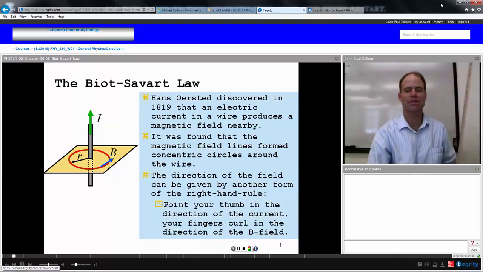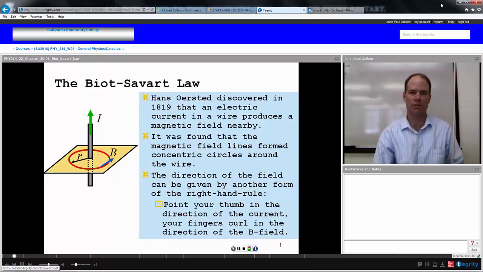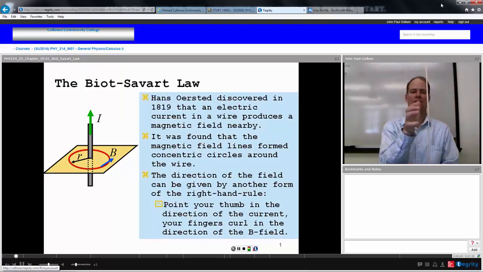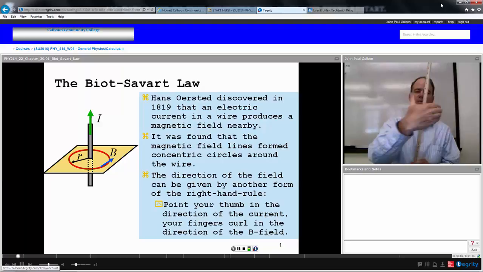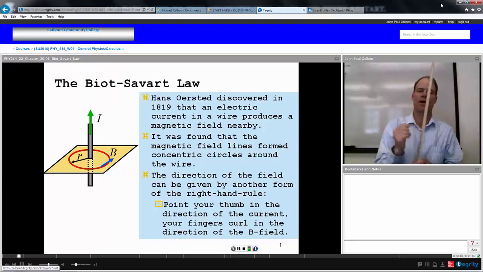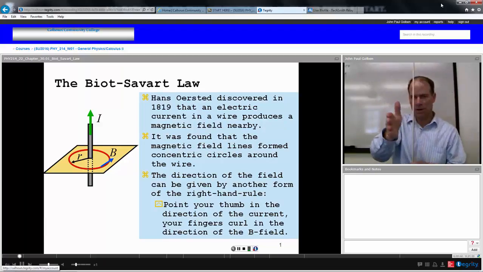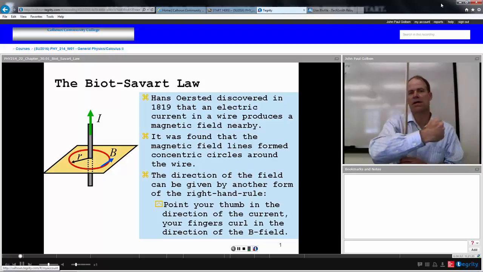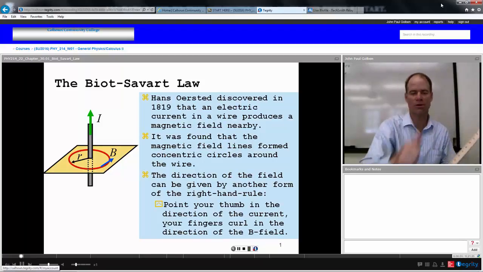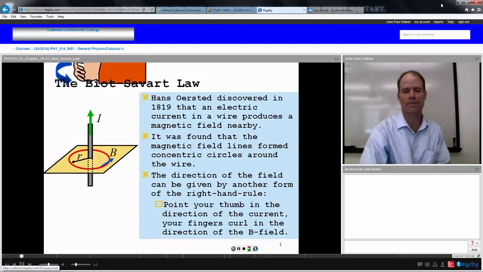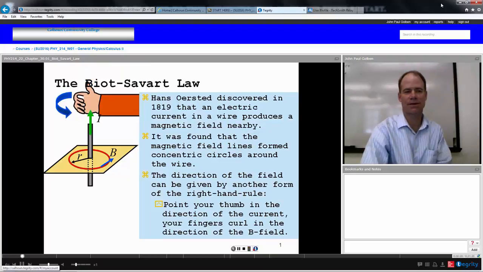The direction of the field can be given by yet another form of the right-hand rule. If you point your thumb in the direction of the current, your fingers curl in the direction of the magnetic field around that wire. So in this case, the magnetic field is curling around this way as you're seeing it, coming out of the page on this side and going into the page on this side, if the current were going up. Kind of like this diagram right here.